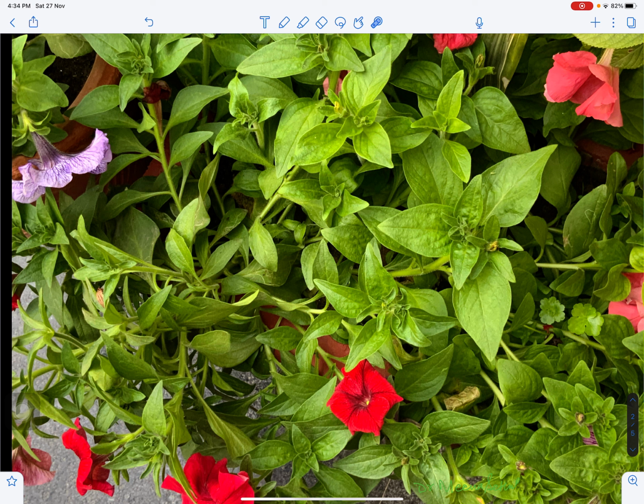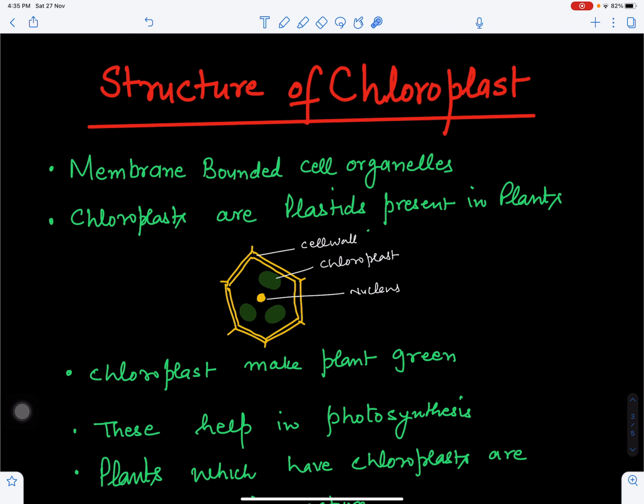Due to this, green plants are also called autotrophic in nature. Autotrophic means they can make their own food and are not dependent on others for their food. Self-made food can be produced by the plant, so this is called autotrophic in nature. So the green color of the plants is due to the presence of the pigment chlorophyll, and this chlorophyll is present in plastids called chloroplasts. So in this video we'll discuss the structure of chloroplast.